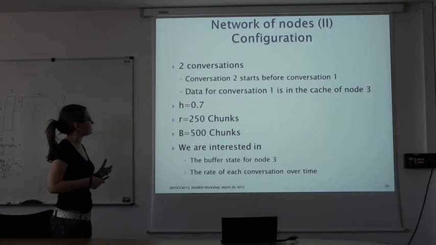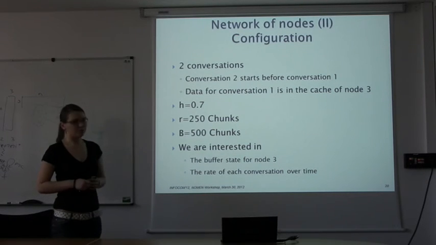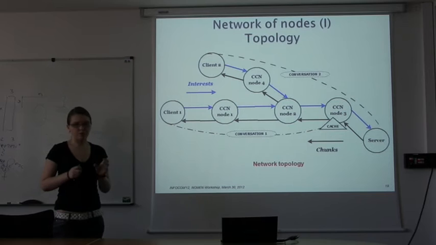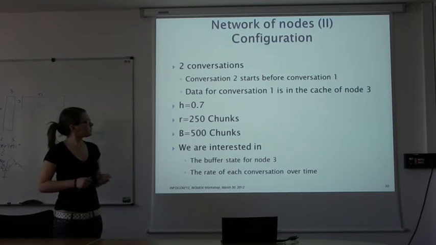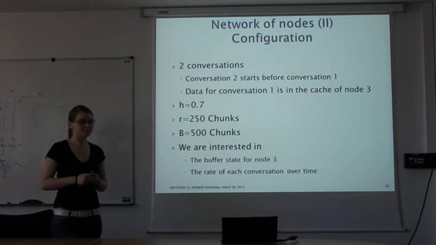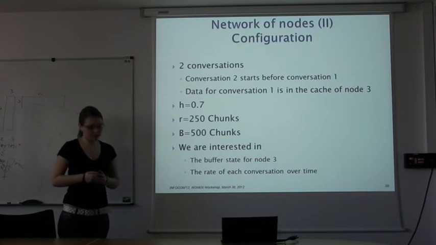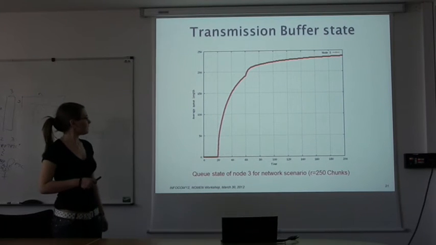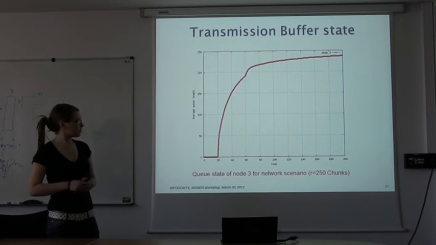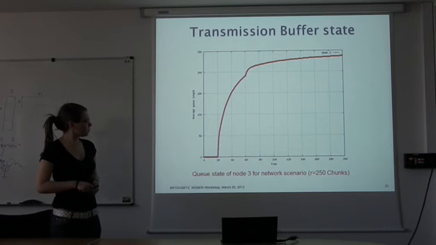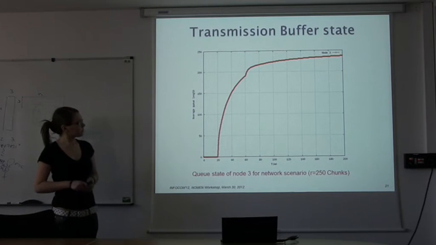In order to study this scenario better, conversation 2 starts before conversation 1. Then during some time we have two conversations at the same time, and then conversation 2 becomes inactive. Okay, what will happen? This figure illustrates the average queue length as a function of time. We can see that the queue is empty until conversation 1 starts. Then the queue starts to fill up and converge to the objective.